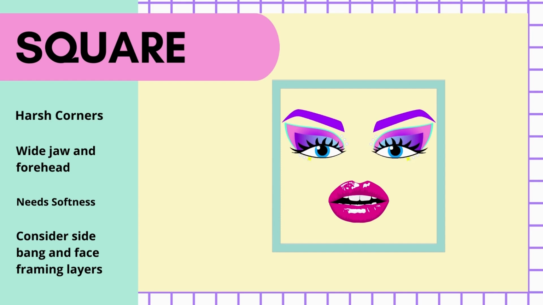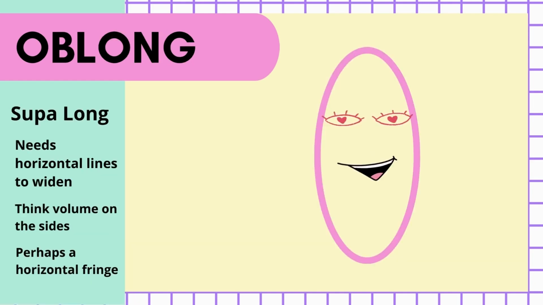So that A-frame, something like that is going to soften all of those angles up. Length would be good here. You do want to avoid a horizontal line right at the jaw because that's just going to make things even wider, okay? So that's your square face.